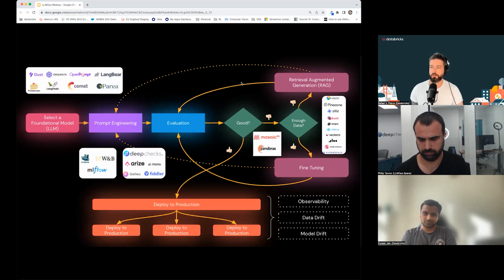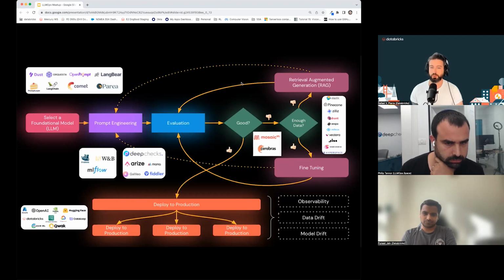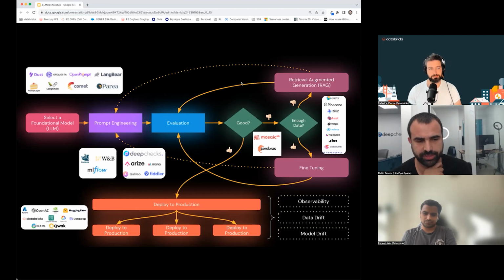And with fine-tuning it's the same, right? So you have platforms, for example, Mosaic ML and Cerebras, which are completely dedicated when you want to fine-tune an existing open source model, or even if you want to pre-train a model from scratch. Last but not least, just one second, I'll stop here with a couple of questions you got.